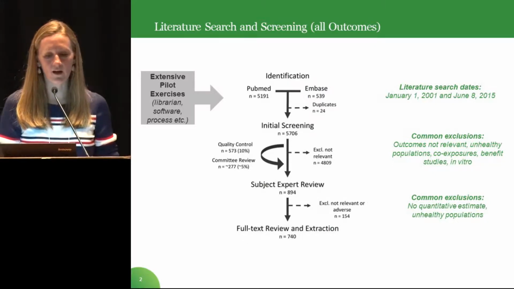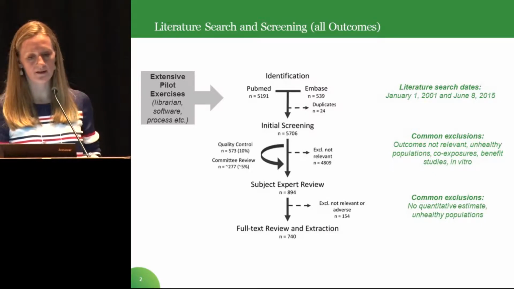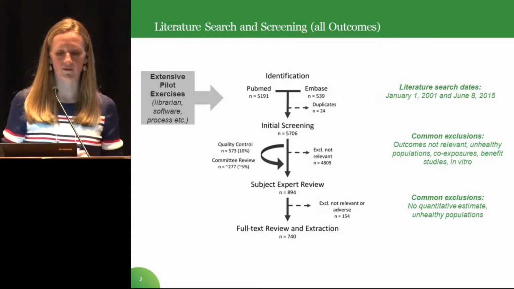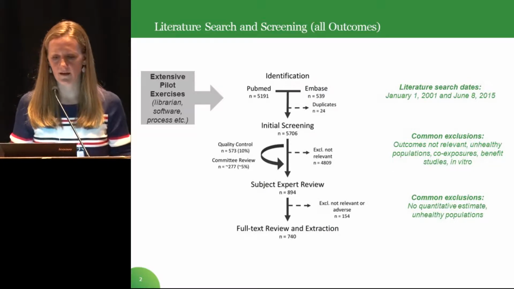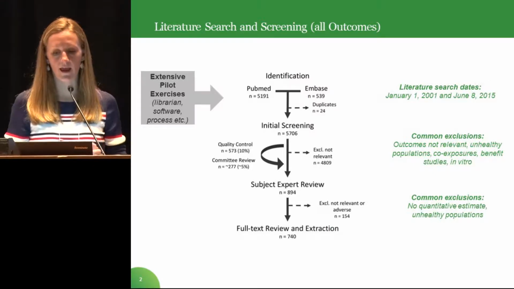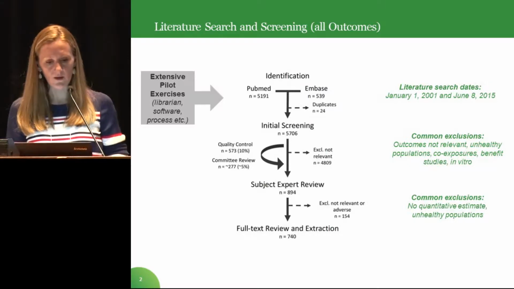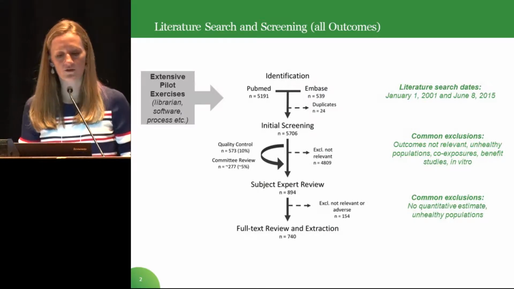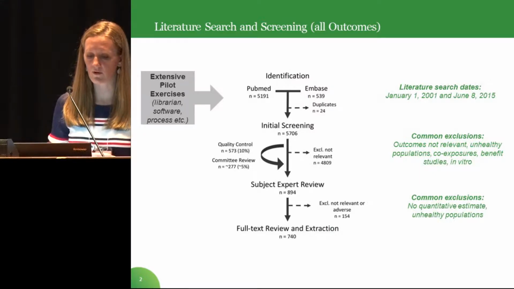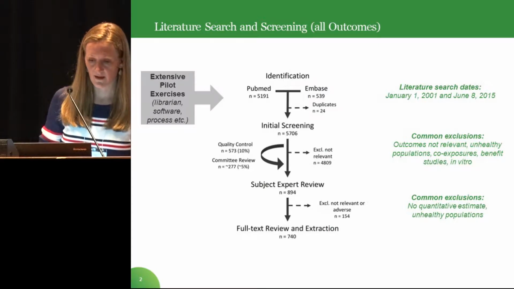So based on identification of papers, primarily from PubMed and Embase, and after removal of duplicates, our initial screening bucket was 5,706. Again, that was limited to searching between January 2001 and June 8, 2015, human studies only. After we went through the initial screening, which was done in Distiller SR, we went through quality control and committee reviews, et cetera. We excluded a fair number of these.